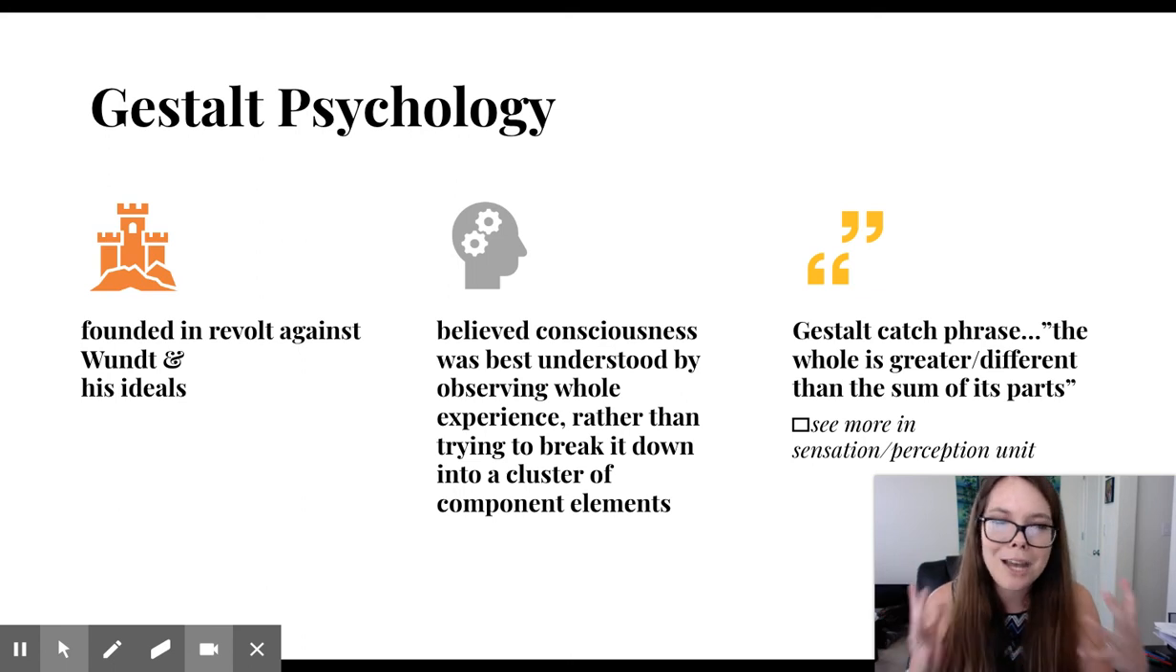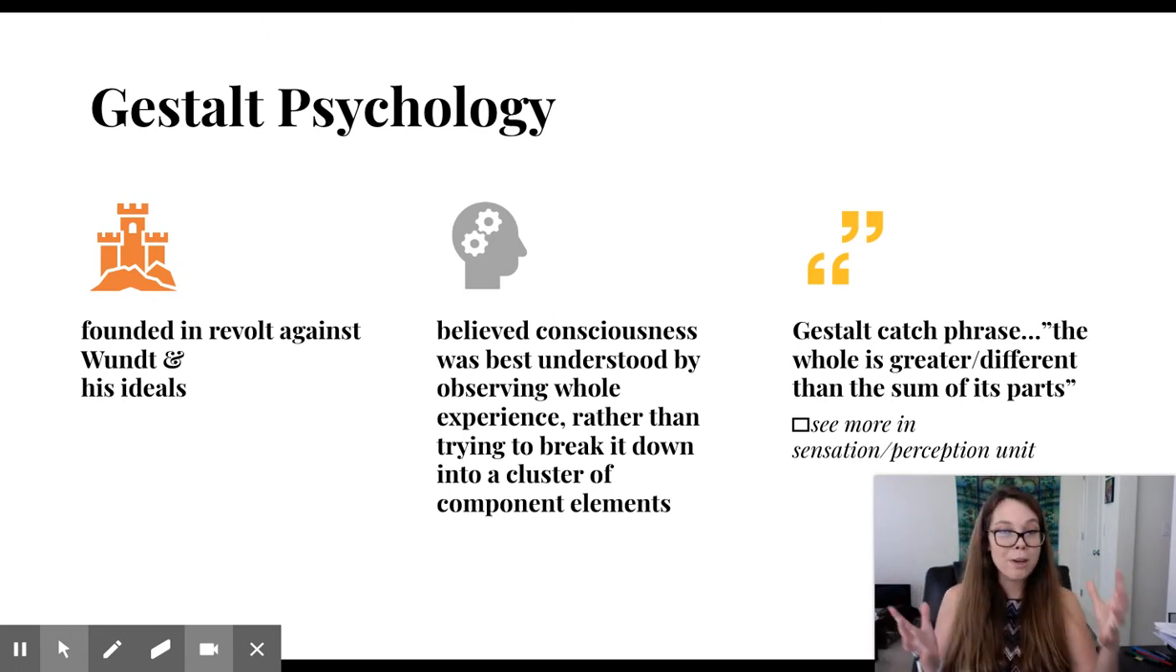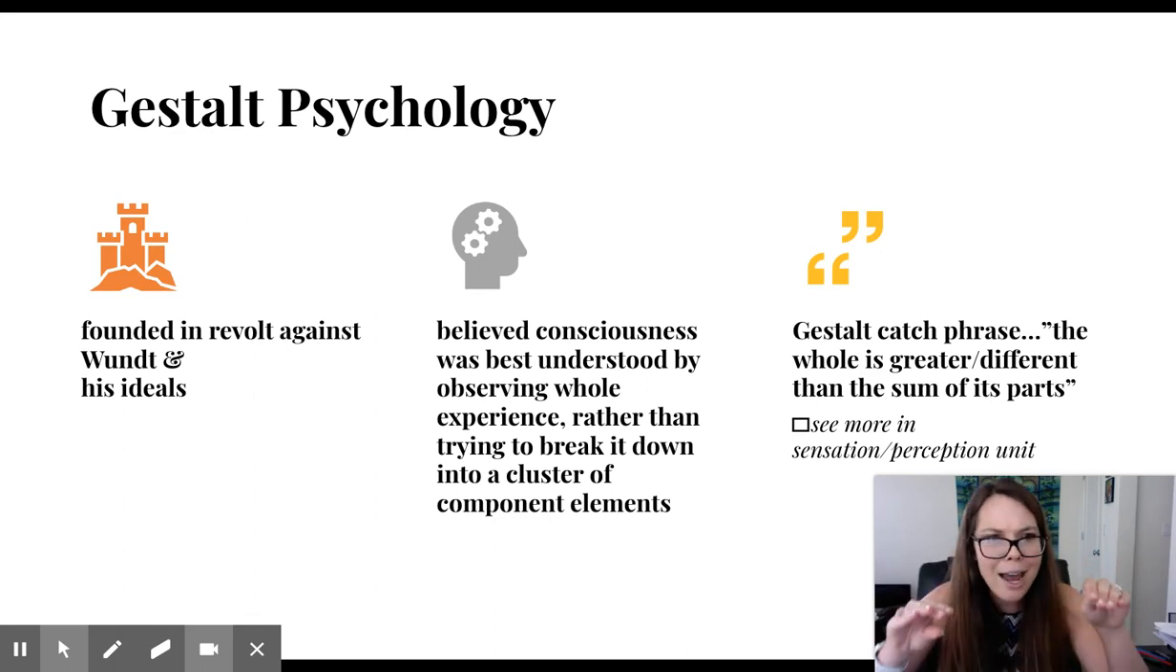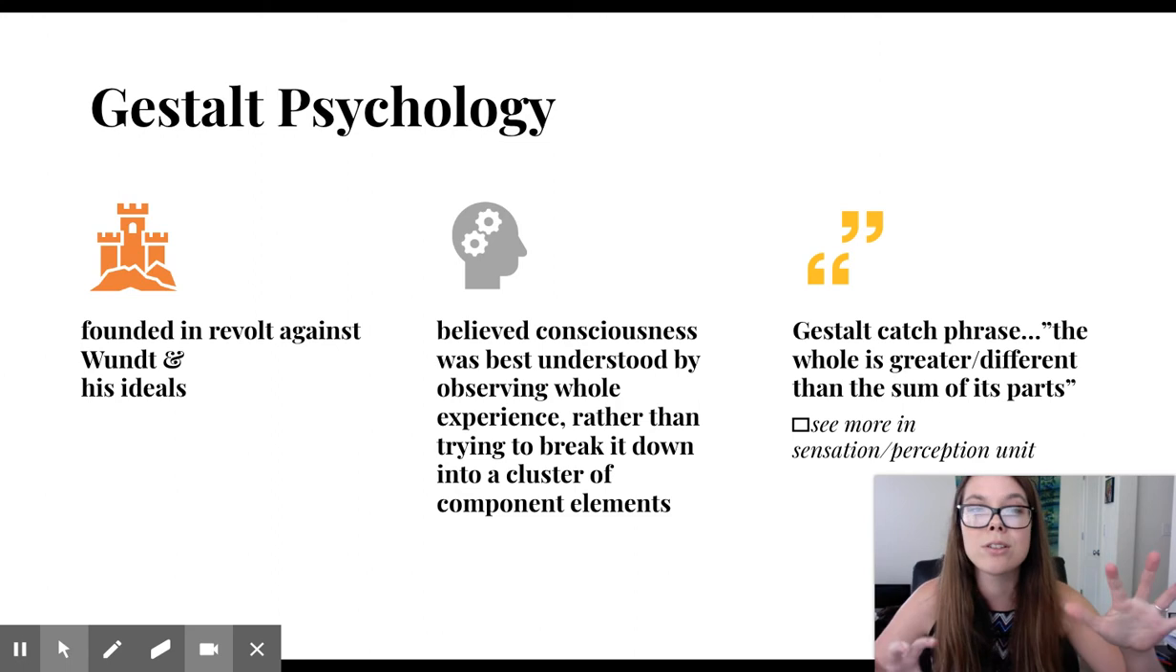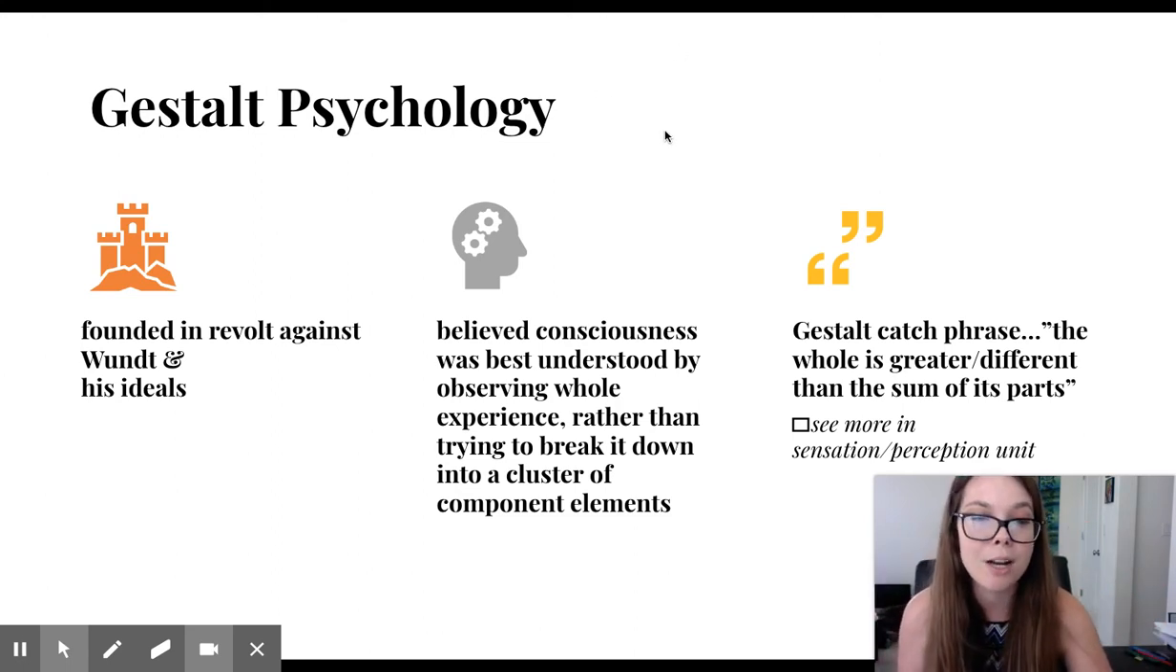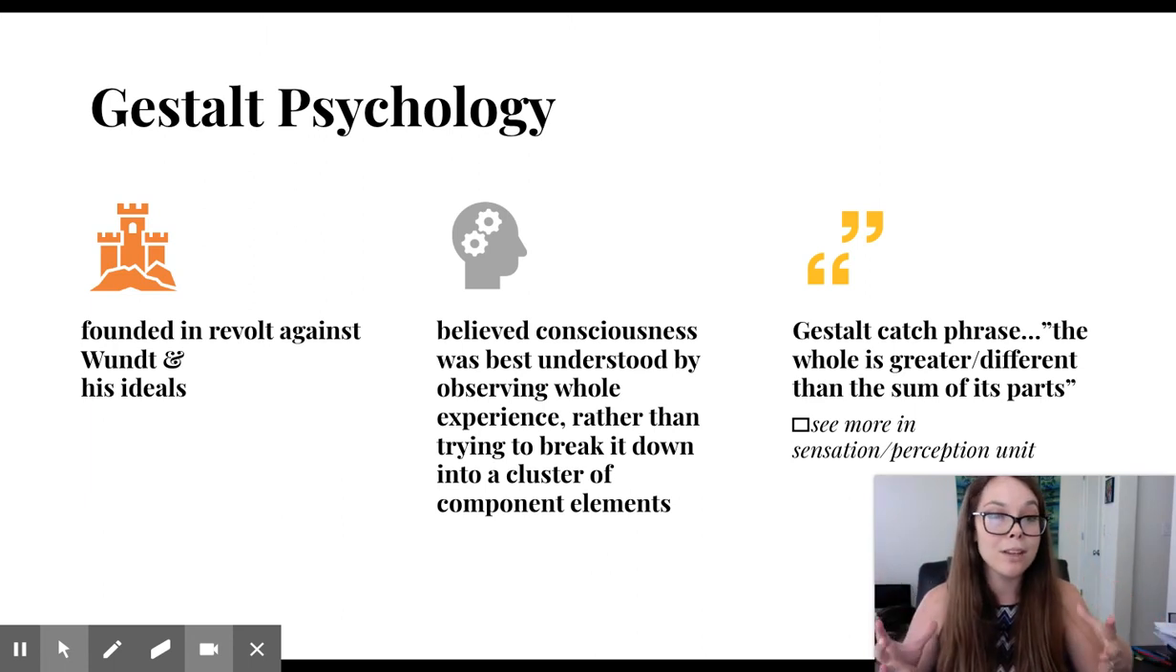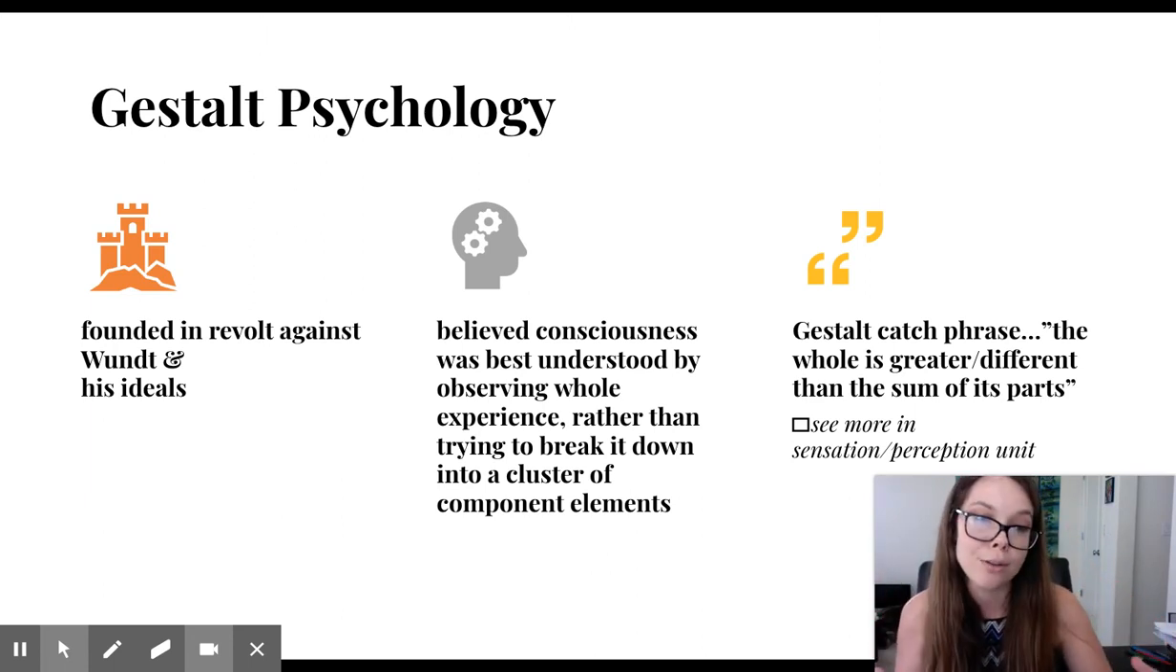And so Gestalt's catchphrase is, the whole is greater and different than the sum of its parts. So essentially, let's look at the whole picture of Sally and her eating disorder instead of just looking at the cognitive view or the behavioral view, right? So Gestalt, a little hint to write about Gestalt, it's the whole, okay? So it means to look at the whole picture.